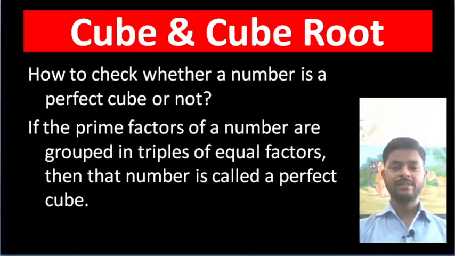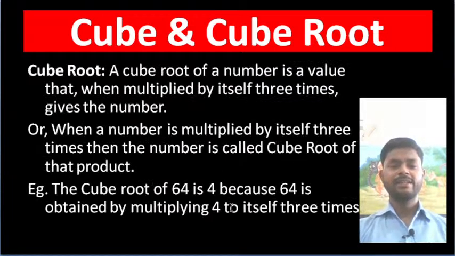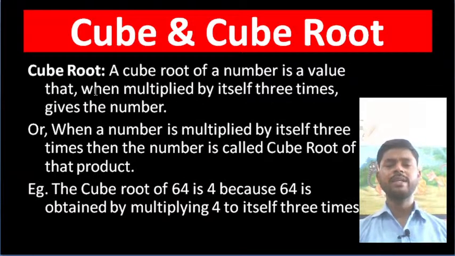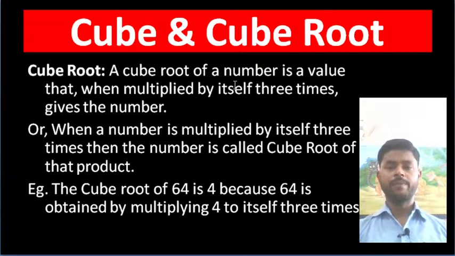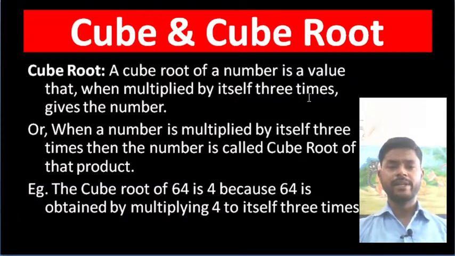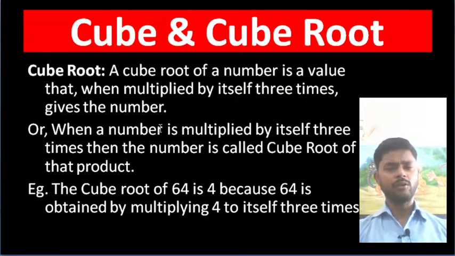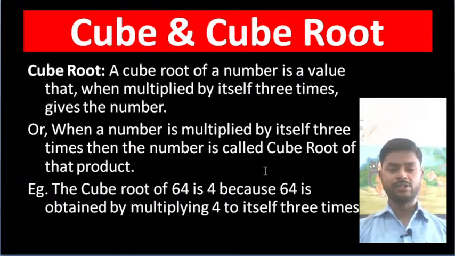Very well. Now the next thing is cube root. What is a cube root? A cube root of a number is a value that, when multiplied by itself 3 times, gives the number. Or you can also say, when a number is multiplied by itself 3 times, then the number is called the cube root of that product.